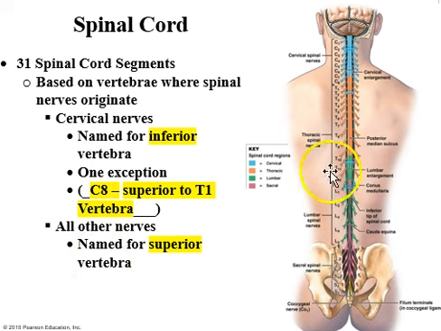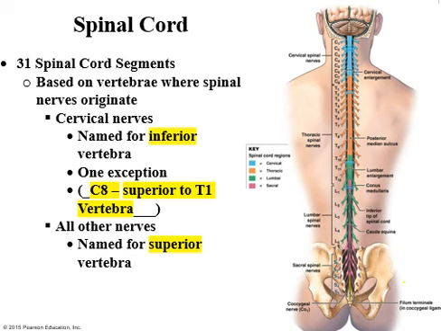So all the other nerves. If I were to come down, for instance, and ask about the L1 spinal nerve, what would be the vertebrae that would surround the L1 spinal nerve? Hopefully people said the L1, L2 vertebrae. So those are the two vertebrae that would surround the L1 spinal nerve.